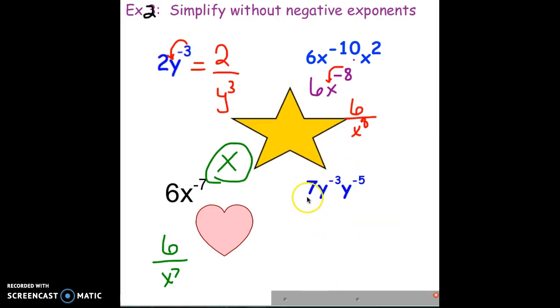Let's try this next problem on your own. We've got 7y to the negative 3rd, y to the negative 5th. Pause your video, try it on your own, and restart once you think you have the answer.